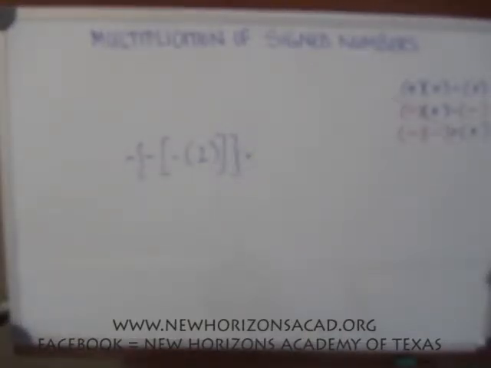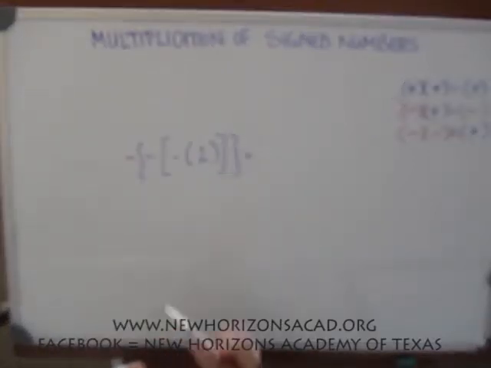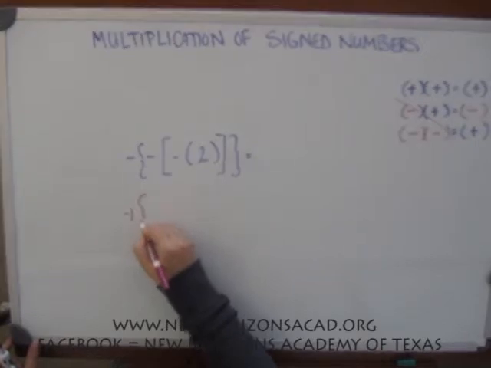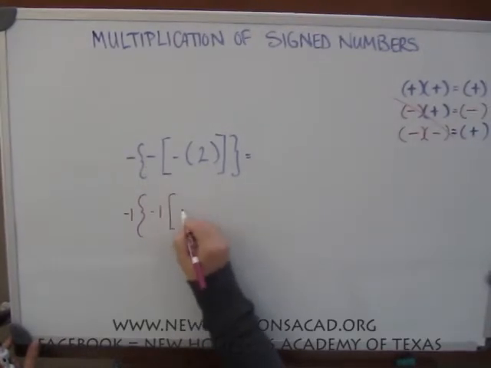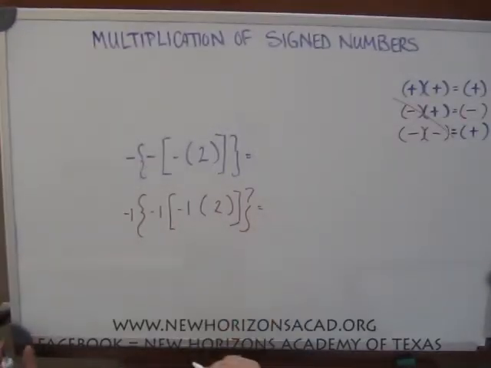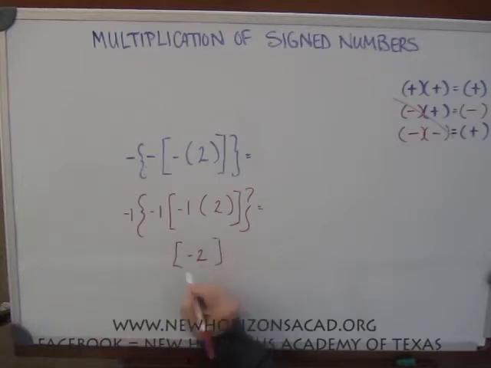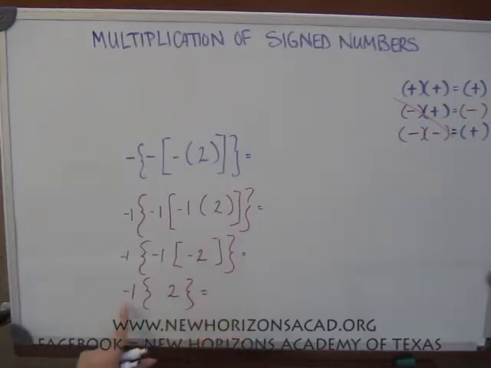One last thing to point out. In math, sometimes people get lazy and they just write minus. Think of it as -1. Think of this as -1 times -1 times -1 times 2. The opposite of 2 is -2. The opposite of -2 is +2. The opposite of 2 is -2. So my answer is -2.